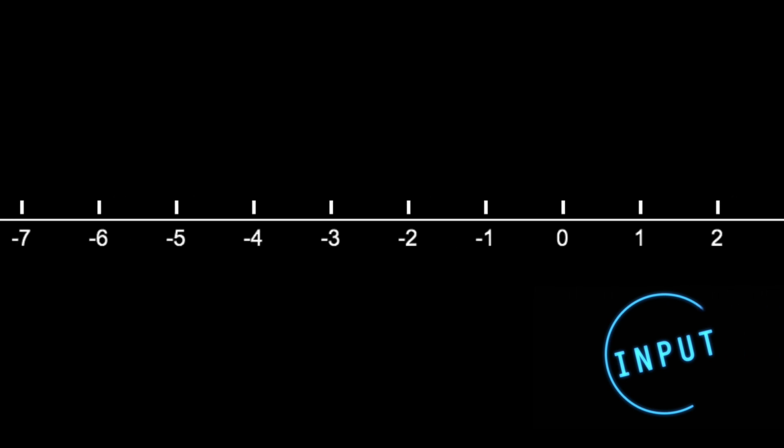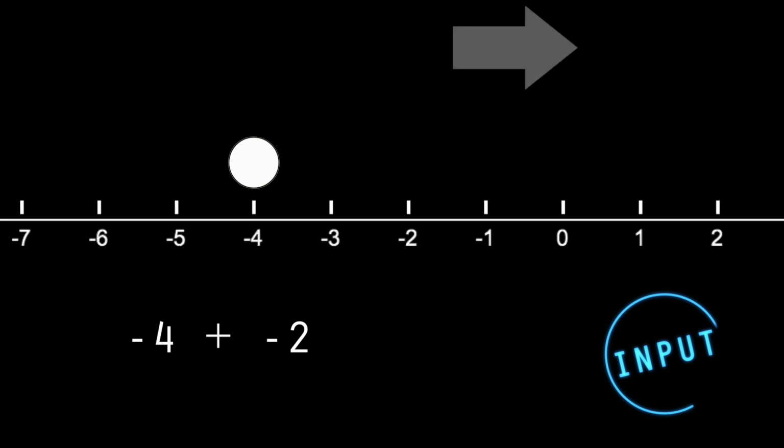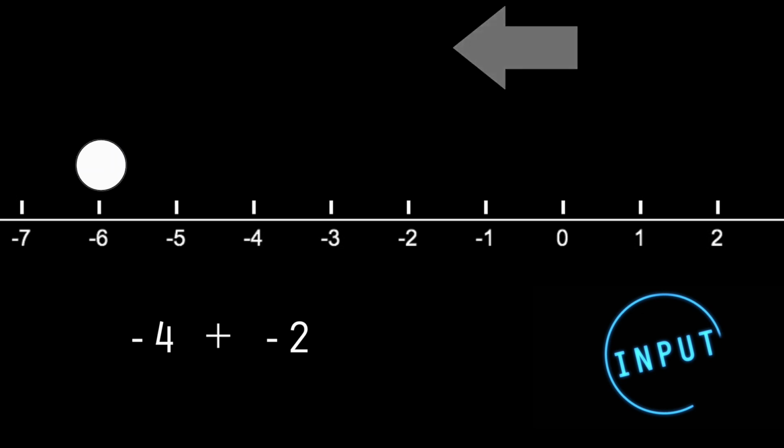Let's try another. Negative 4 add negative 2. We'll start at the negative 4 on the number line and add negative 2. Now normally we jump 2 to the right if we're adding, but as it's negative, we're doing the opposite. 2 to the left. We now have negative 6. Negative 4 add negative 2 gives us negative 6.